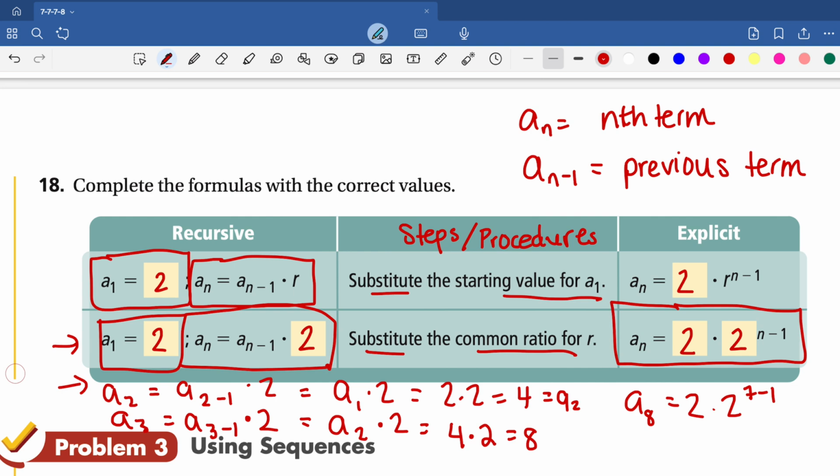Okay, so yeah, I can just multiply by 2 each time, but this is how we write it mathematically in a recursive formula. So for the explicit formula, I don't necessarily need the previous term. I just need the first term and the nth term. And so that's what I do. I just plug in a sub 8 is equal to 2 times 2 to the power of 8 minus 1, which is equal to 2 times 2 to the power 7. I evaluate 2 to the power 7 and multiply that by 2. Okay, and 2 to the power 7 is 128, times 2 is 256.